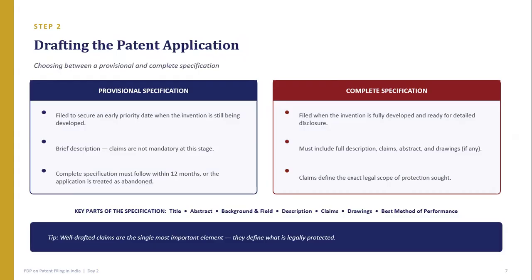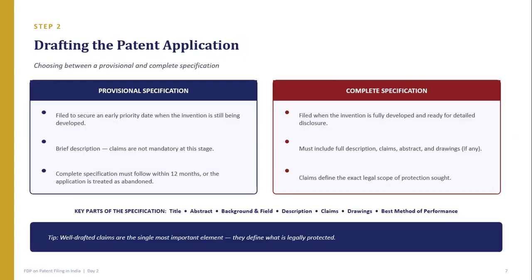The complete specification is filed when the invention has been sufficiently developed for detailed disclosure. It should contain the full description about the invention, claims, abstract, and drawings wherever applicable. Among these elements, claims are particularly important because they define the legal scope of protection being sought.